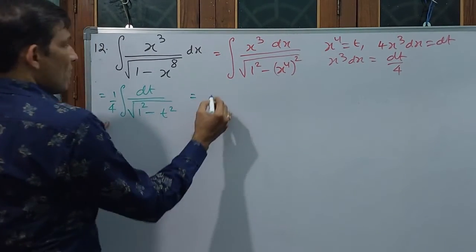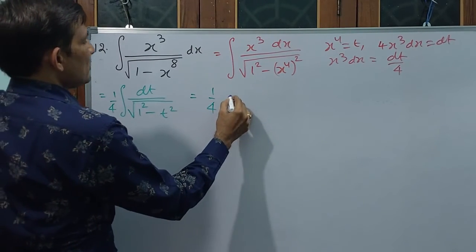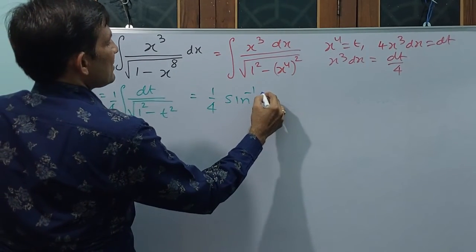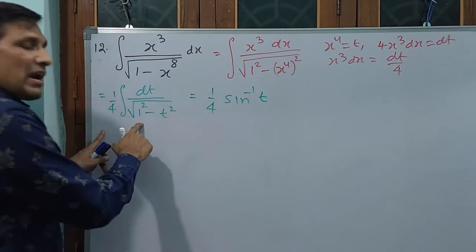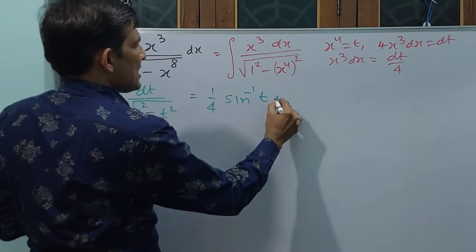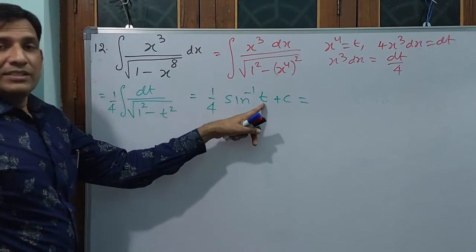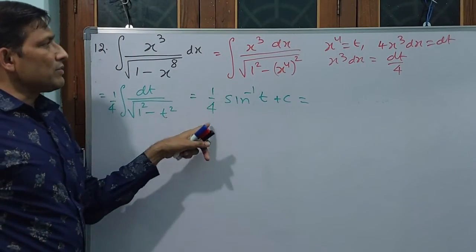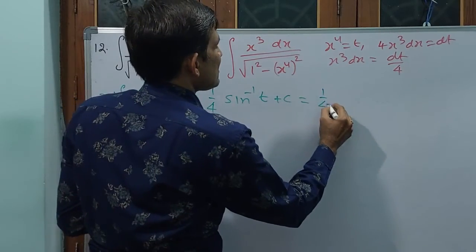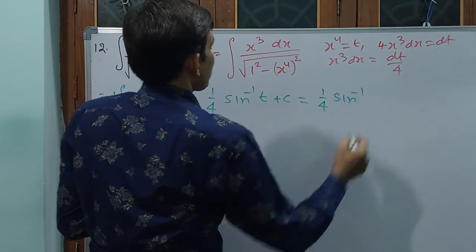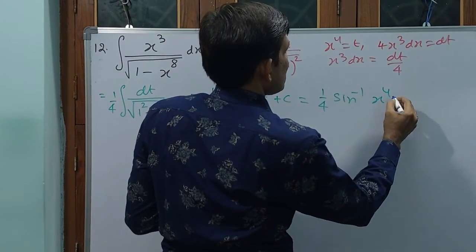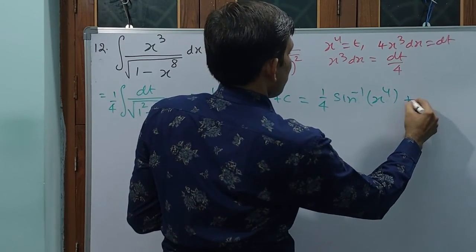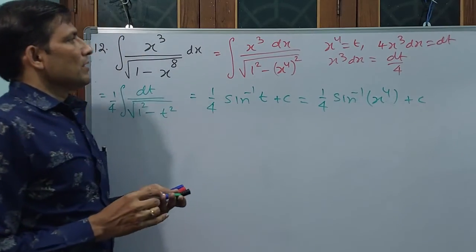Right now that is equal to 1 by 4 outside is there. You keep like this only. Sin inverse t by 1, need not write 1, plus c. But you convert it into t into x also. Why? Because 1 by 4 sin inverse t, t will be x to the power of 4, plus c. Is it okay?